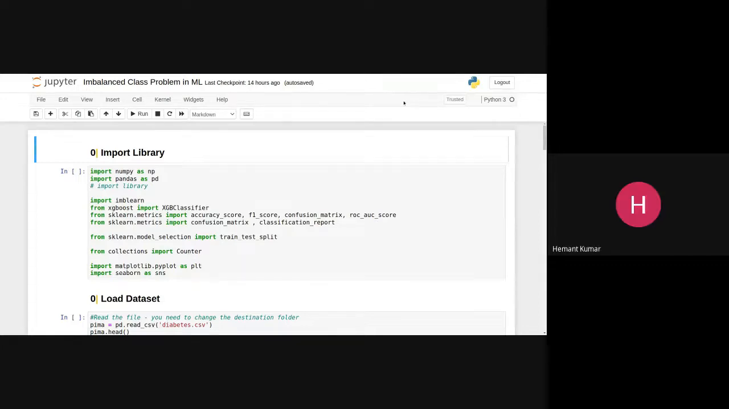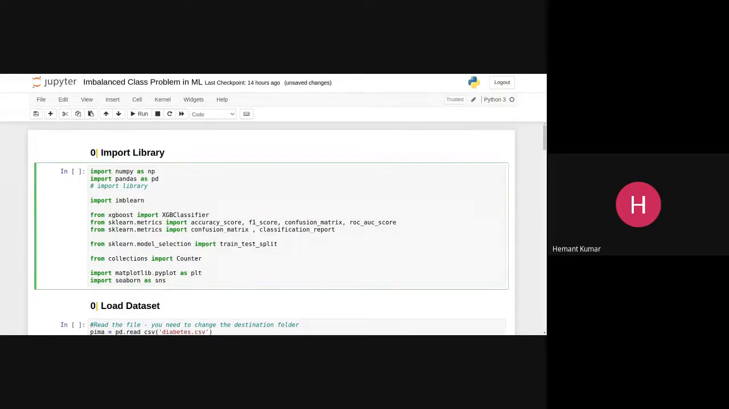So how to handle these kinds of problems, the imbalanced class problem, in Python. In Python we have a specific library called imblearn for the imbalanced dataset problem. Okay, so the first thing is to install that.